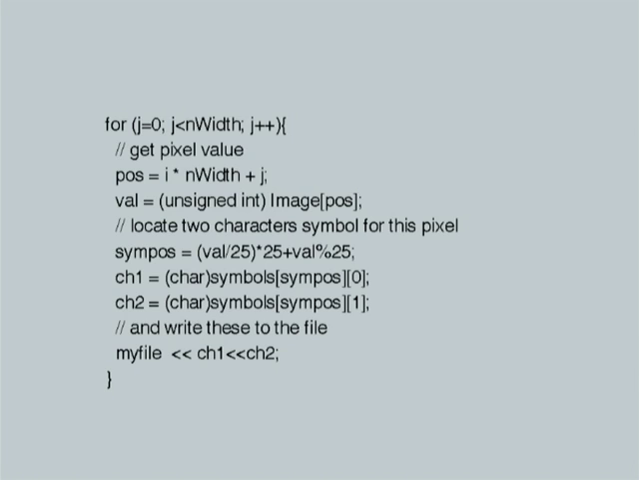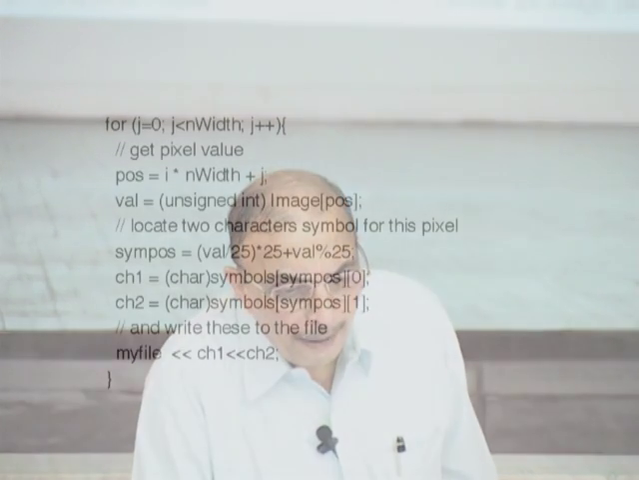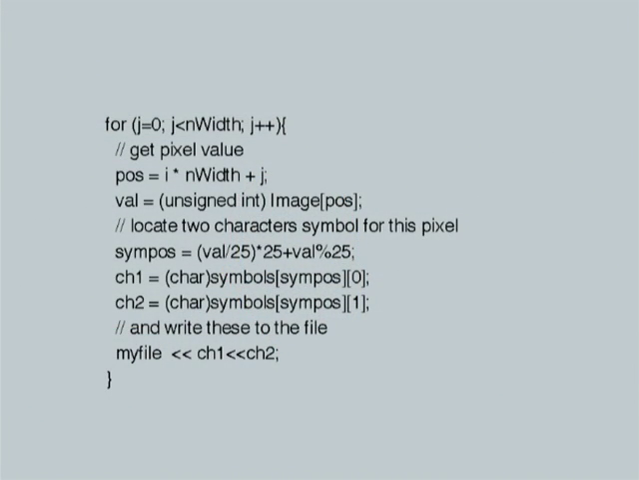So I now get a numerical value between 0 and 255. Now I locate two character symbols for this pixel. So what is the position of the symbol? I can do it with arithmetic. I can also search that array of symbols, but instead of searching, I know exactly how I have put the characters there. So depending upon the value, I divide this value by 25 and multiply by 25. I'll get the index for the first character, plus value mod 25. I'll get the index for the second character. So 25 times the index plus the remainder will actually be the position.